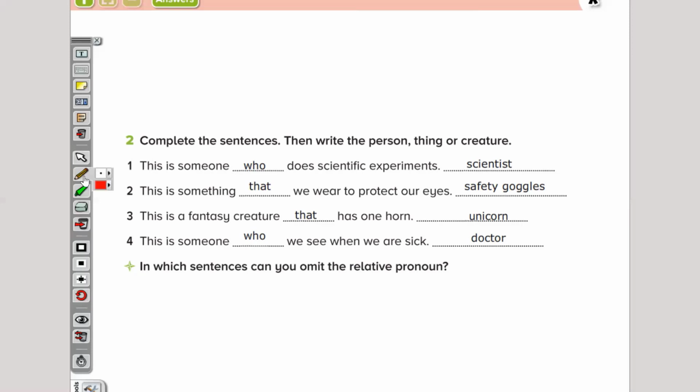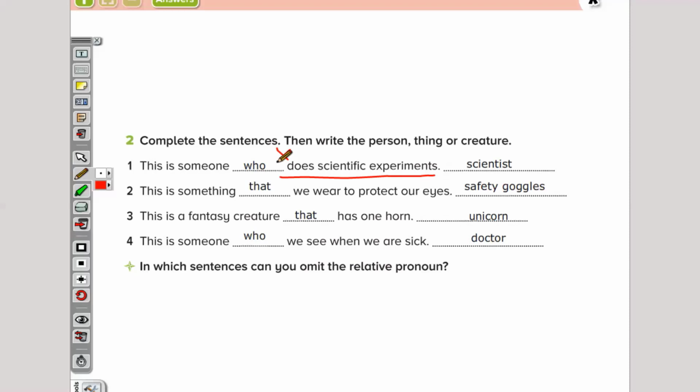And here, in which sentence can you omit the relative pronoun? Let's think, where can we omit who or that? This is someone who does scientific experiments. We have to look at the second part here. Do we have subject here? No, there is no subject, and that's why we cannot omit pronoun.